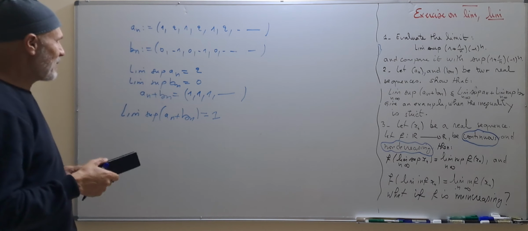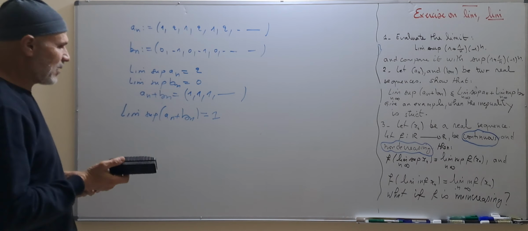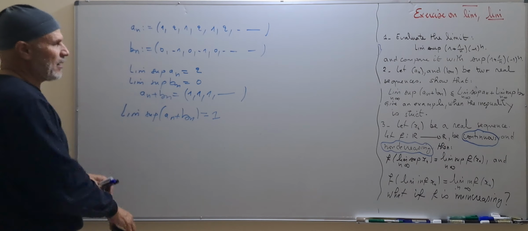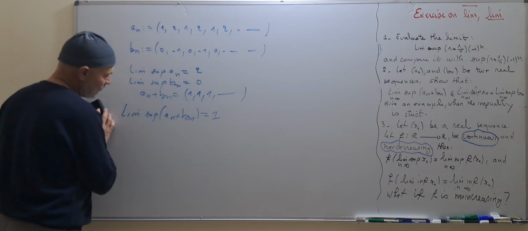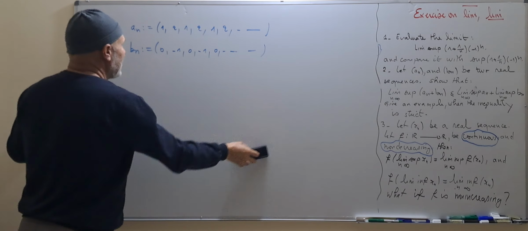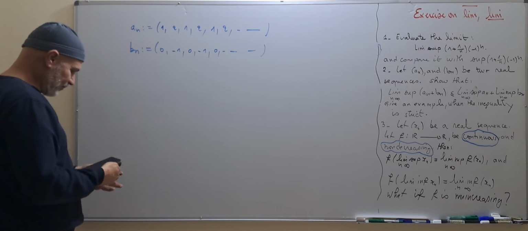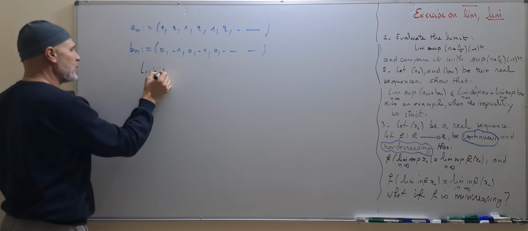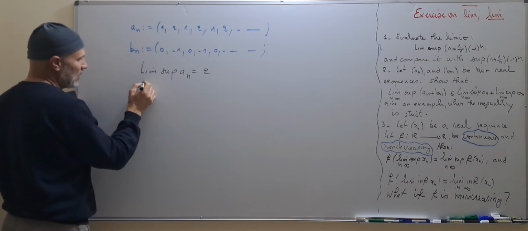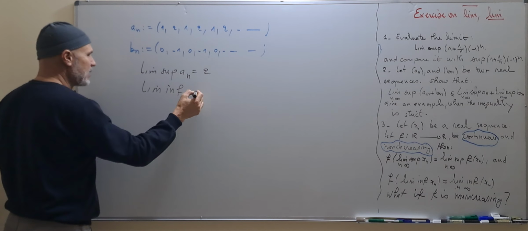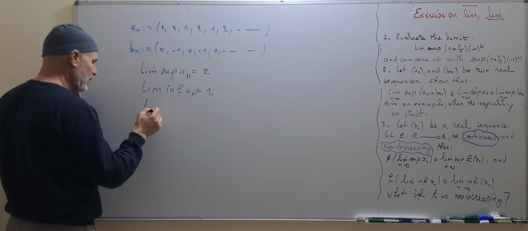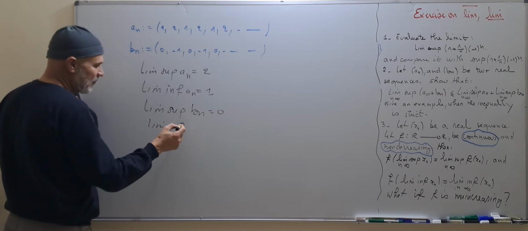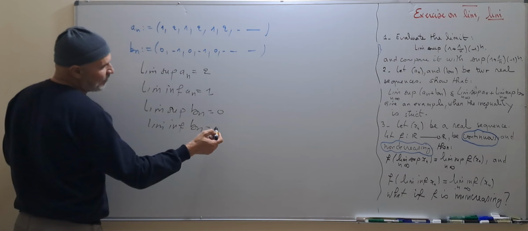This is an example. We can give another example and more. So we have many examples such that the inequality is strict. Here the limit inf, by the way, the limit sup of a_n is equal to 2. The limit inf of a_n is equal to 1. The limit sup of b_n is equal to 0, and the limit inf of b_n is equal to minus 1.